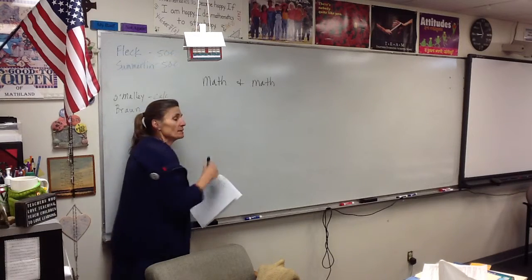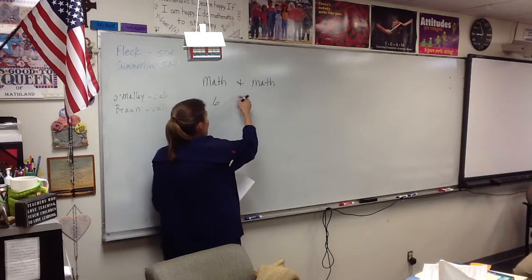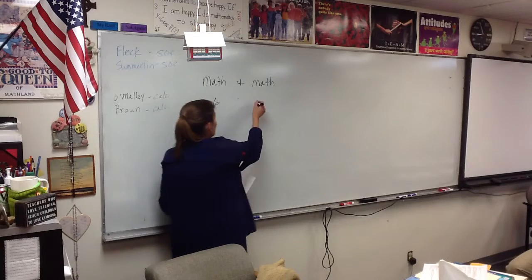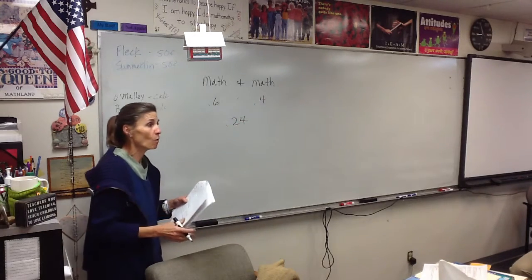Okay, so what's the probability the first kid likes math? 0.6. And which means times, the second one likes math. So the answer to the problem is 0.24.